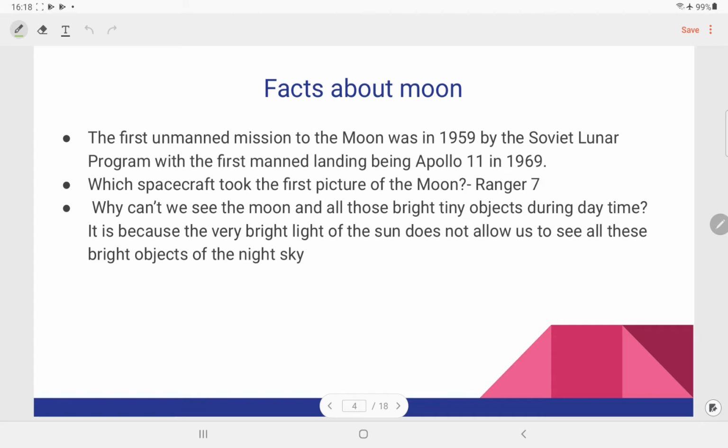Moving on, there are some facts about the moon which we should know. The first fact is that the first unmanned mission to the moon was done in 1959 by the Soviets. And which spacecraft took the first picture of the moon? It was Ranger 7. And why can't we see the moon and all those bright tiny objects during the daytime?